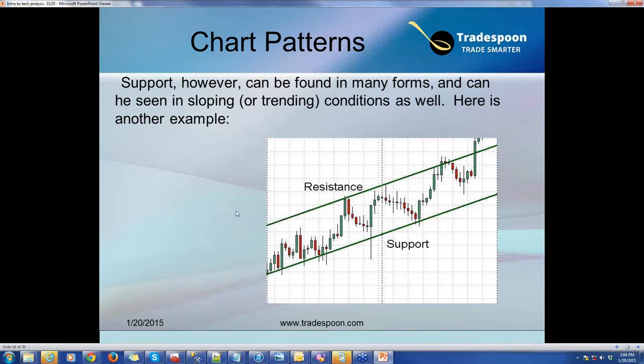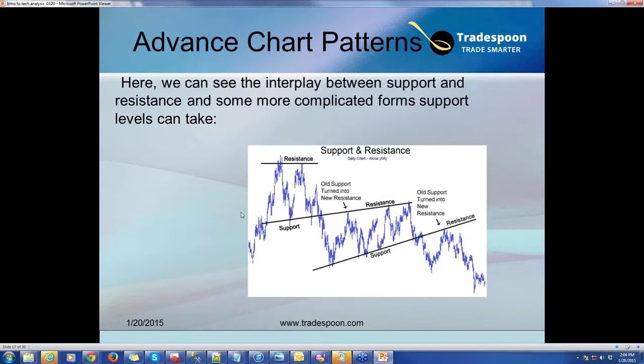Sorry about that. Okay, so again, you can look at different advanced chart patterns. Here you can see multiple support lines and multiple resistance lines. So again, it's very important visually to connect these values of each leg of the stock or index movement and connect the resistance.